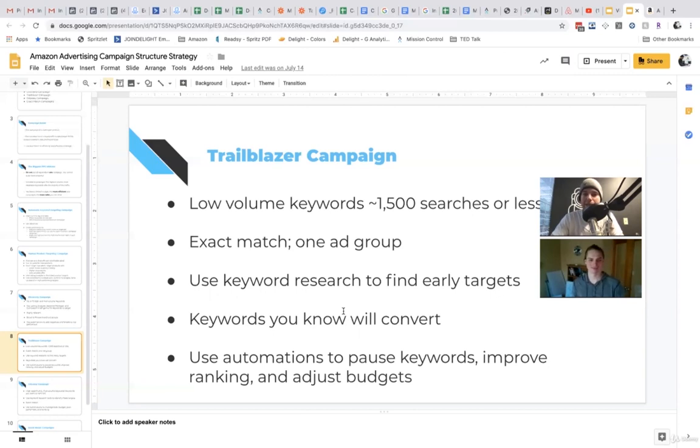We put them in exact match, and this is after we've seen them deliver well in the auto campaign or the discovery campaign. So when we see a keyword, hey, this keyword has a good ACOS, it's delivering well, we are going to break it out into its own campaign.